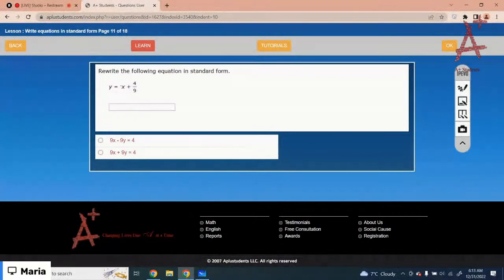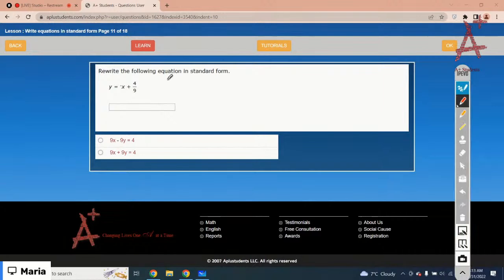Rewrite the following equation in the standard form. So which of the options is the correct one? Option 1 or option number 2? So in standard form, x and y variables must be on the same side. So you have to move that negative x to the other side. It would be then x plus y equals 4 over 9.